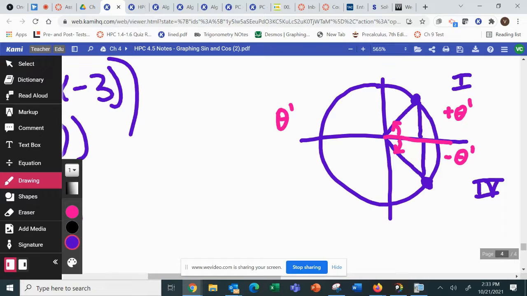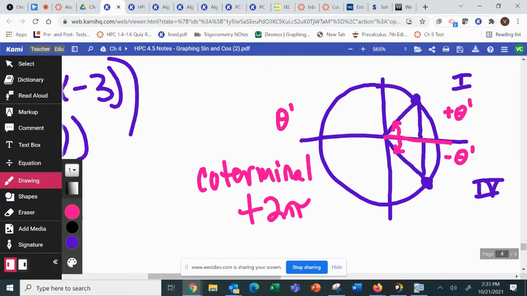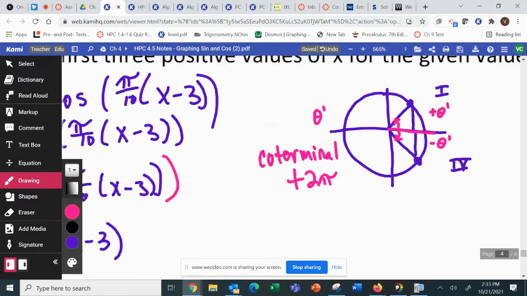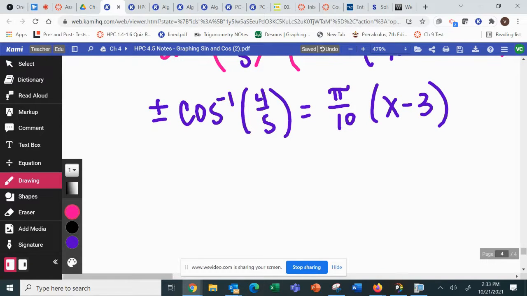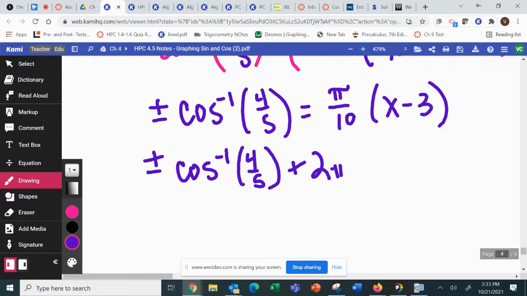So not 360 because we're in radians, but we're going to add 2 pi. We're going to find a coterminal answer. So if we did get a negative, we're going to add that 2 pi to get a positive answer. So I'm going to make sure that if I do have any negatives, I can add 2 pi on. So to this equation here, I'm going to say plus minus cosine inverse of 4/5. And whatever that is, I might want to add 2 pi to it.